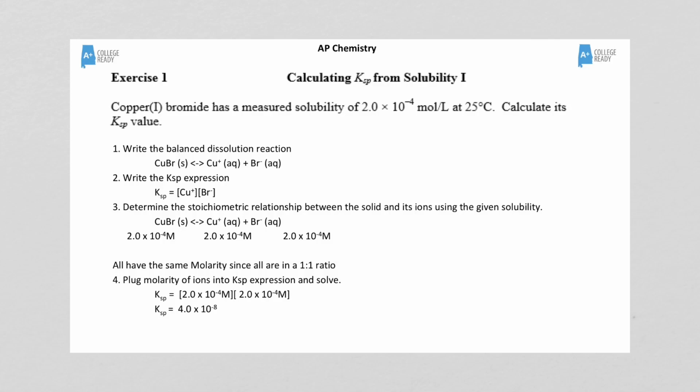So I've worked a full example here. Copper 1 bromide has a measured solubility. There's that word, but again, notice it says moles per liter, so they're talking about molarity. Calculate its Ksp value. So I've given you kind of a process. If you go through this process every time you're asked a Ksp question, you should have a really good chance of getting it correct. So the first thing I'm telling you to do, if they haven't done it for you, is write your balanced dissolution reaction.